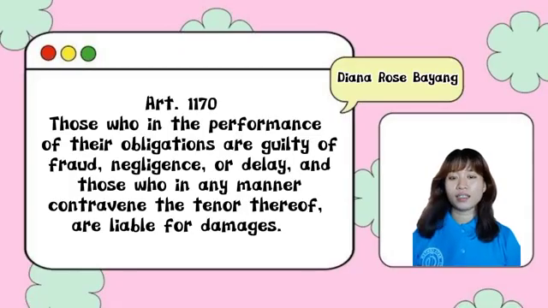So what is Article 1170? Those who in the performance of their obligation are guilty of fraud, negligence, or delay, and those who in any manner contravene the tenor thereof are liable for damages. So, sinasabi dito sa Article 1170, pwede humingi ng damages ang obligee kapag nalaman niya na guilty ang obligor for fraud, negligence, delay, o kaya merong hindi nasunod na napag-usapan.